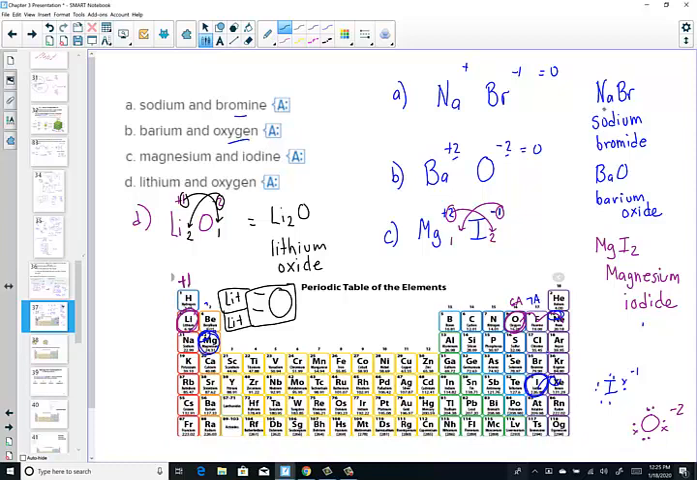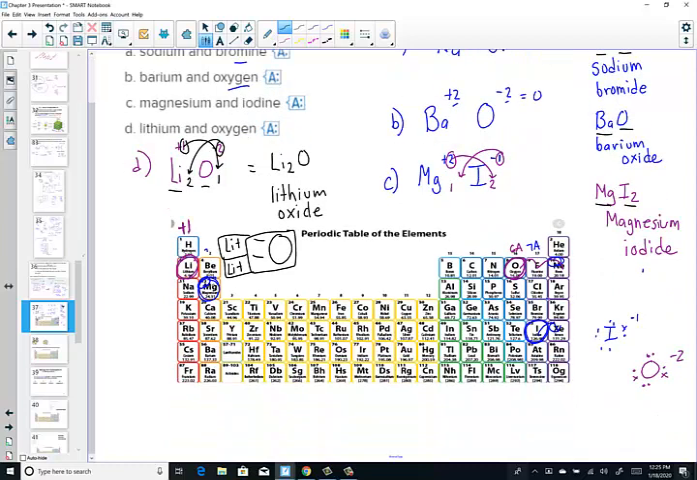We're writing binary ionic compounds. Binary means 2 elements. Sodium bromide, barium oxide, magnesium iodide, and lithium oxide. Binary ionic compounds.